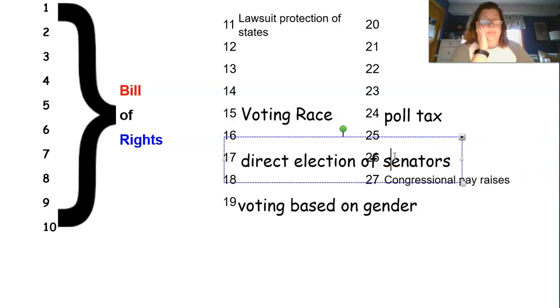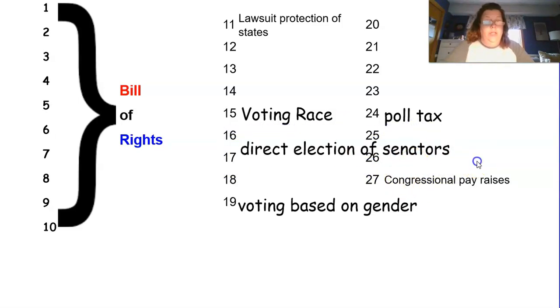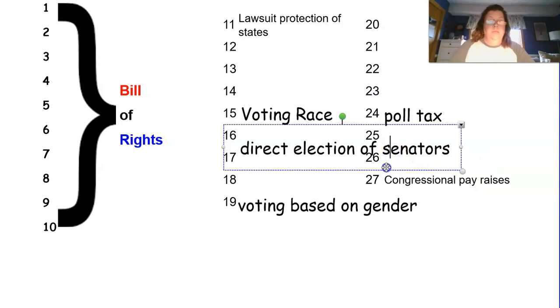The 26th Amendment, maybe. We'll move this one up a little bit, and then I'll try to get another one in there. 26 is the voting based on age. So we've got a number of amendments that we still need to go through.